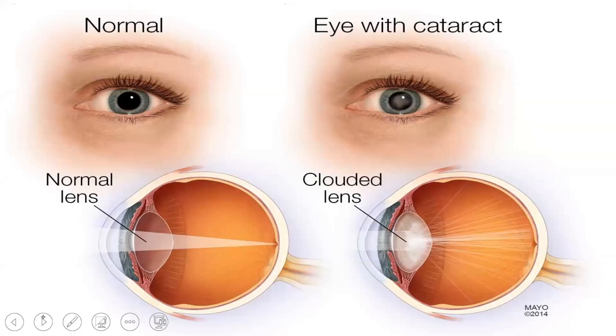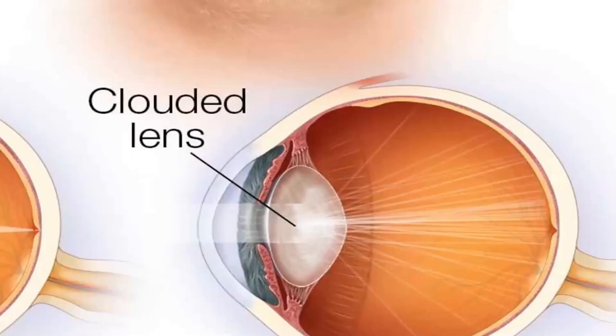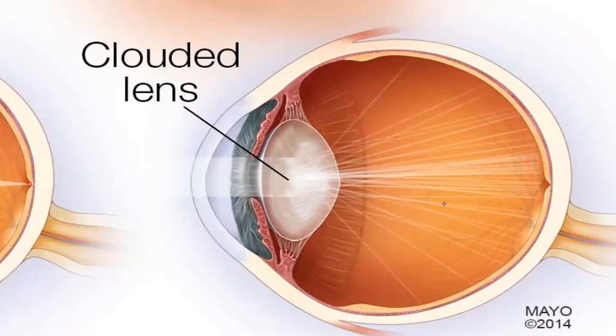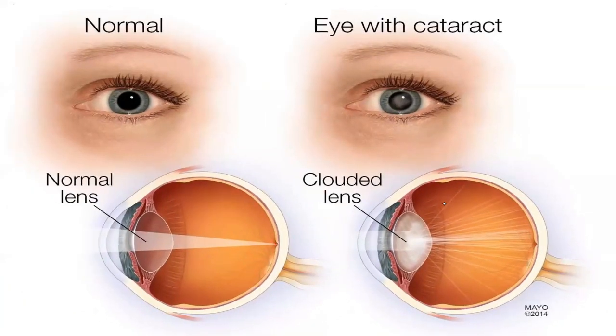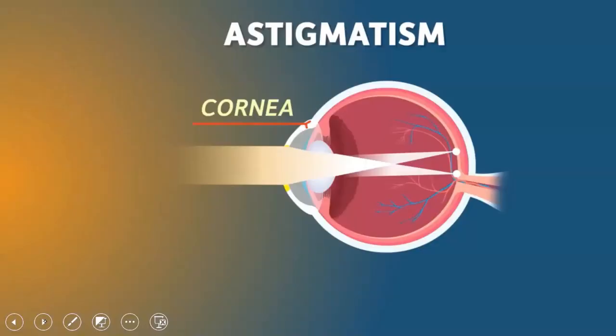So if you compare a normal eye and a cataract eye, see, in the normal eye, the entire full amount of light is reaching the retina. In a cataract eye, because of this clouded lens, only 30 to 50% of the light rays which are going into the eye get focused on the retina. So that is why it's partial or complete blindness.